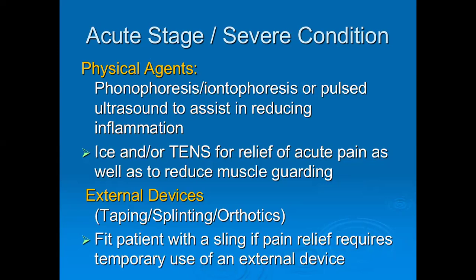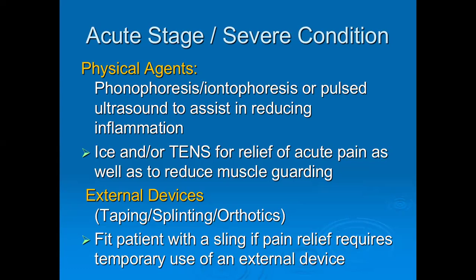So what are the strategies we can have? We can use physical agents like iontophoresis or pulsed ultrasound to assist in reducing inflammation. Pulsed ultrasound is very important in reducing the inflammatory symptoms. Similarly, we can also use cryotherapy, ice, or TENS for relief of pain as well as to reduce muscle guarding or the muscle guarding induced spasm.